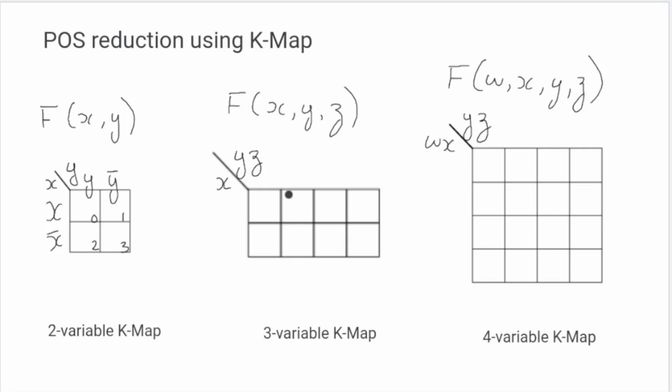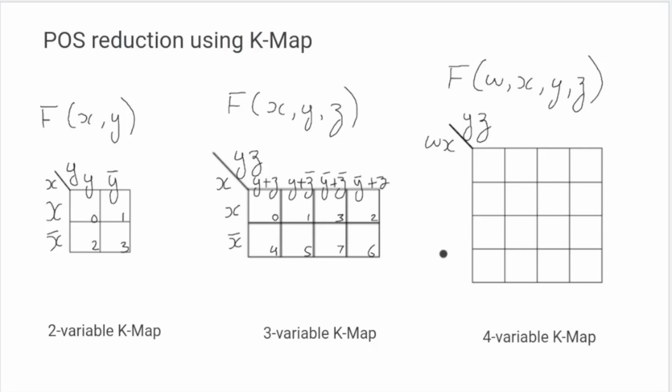The same goes for the 3 variable K-map as well. The numbering will remain the same. So 0, 1, 2, 3, 4, 5, 6, 7. But the labeling will be complemented. That is, here we'll have x, here we'll have x complement, here we'll have y plus z, and here will be y plus z complement. Here we'll have y complement plus z complement, and the last one will be y complement plus z.